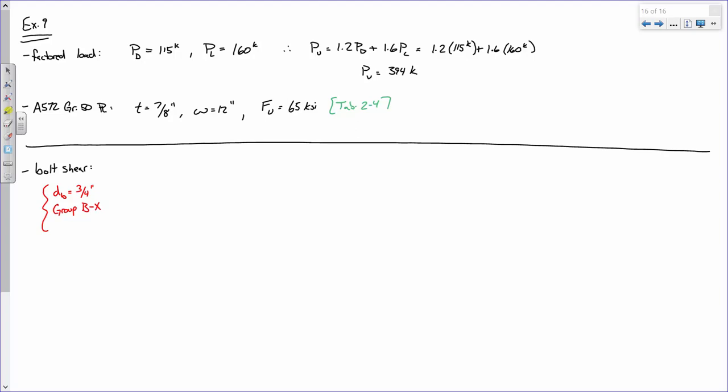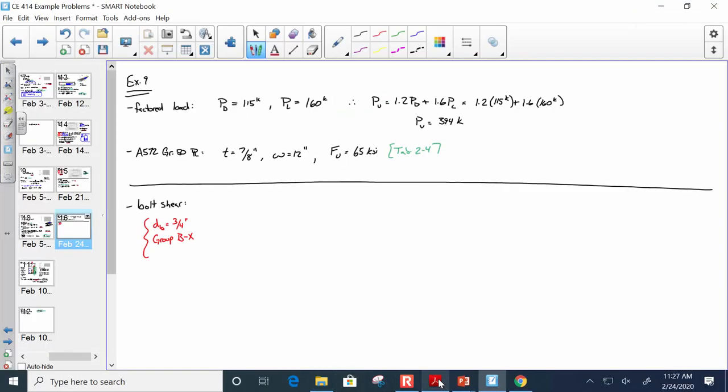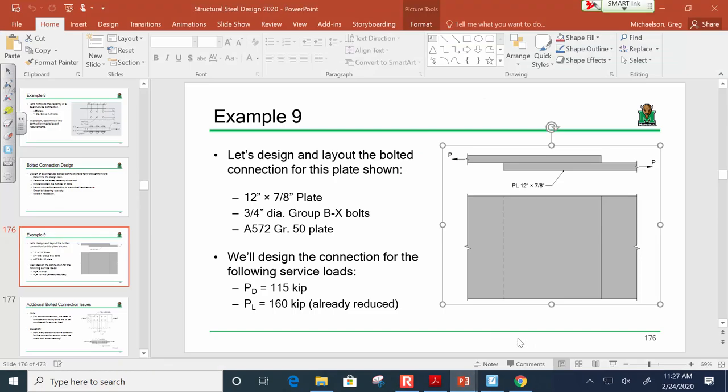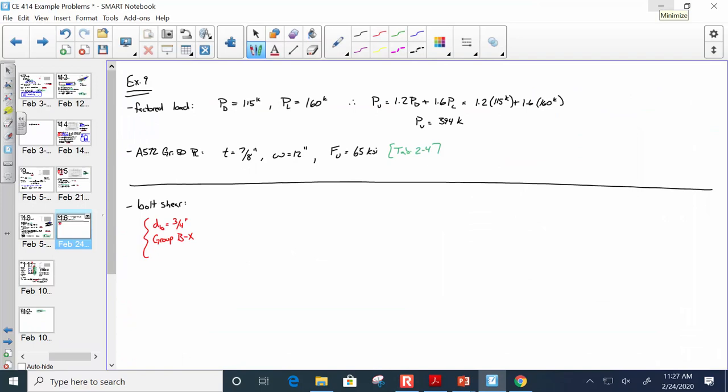Now help me out. Single shear, double shear? Single shear. Let's go back to the problem. I just have a plate lapped on top of another plate. So that's a bolt under single shear, right? If I had another plate under here, like we did on the last problem, that would be a double shear connection. This is just single shear.